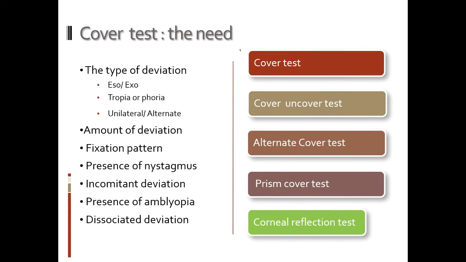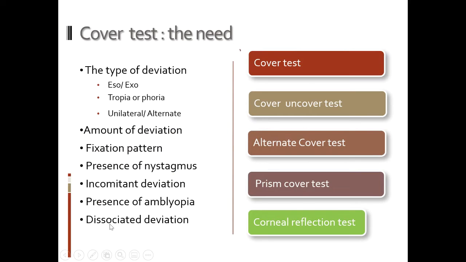And cover test, if you write cover test properly, most of the examiners would understand that you have a good idea how to evaluate strabismus. So what does cover test tell you? The cover test tells you whether it is a ESO or EXO. So it tells you basically about the type of deviation. It tells you about whether it is tropia or phoria, whether it is unilateral or alternate. Then it tells you about the amount of deviation. It tells you about the fixation pattern. It tells you about the presence of nystagmus. It tells you about incomitant deviation. It tells you about presence or absence of amblyopia, dissociated deviation.